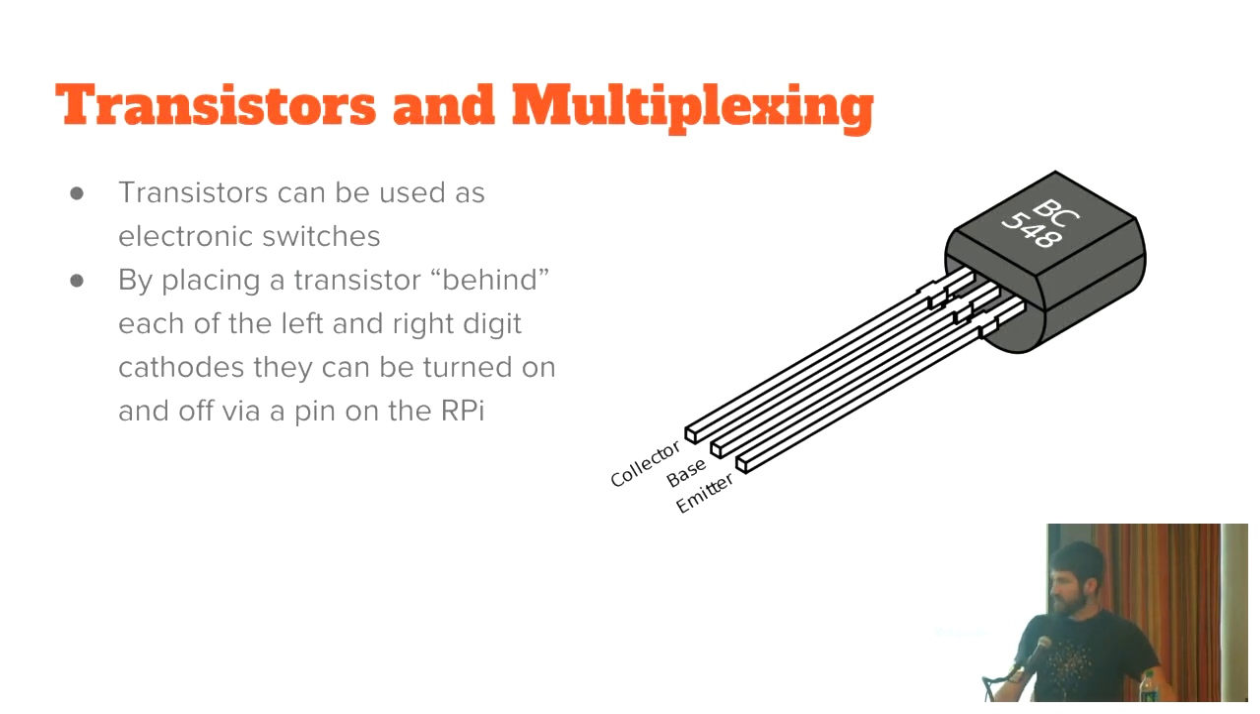there's this great device that all of us depend on in so many ways that's all baked into our CPUs everywhere: transistors, which in my case work as nice electronic switches. So I was able to work around this, being able to turn the left and right digits on and off using a transistor put behind the cathode pin of these 7-segment displays.